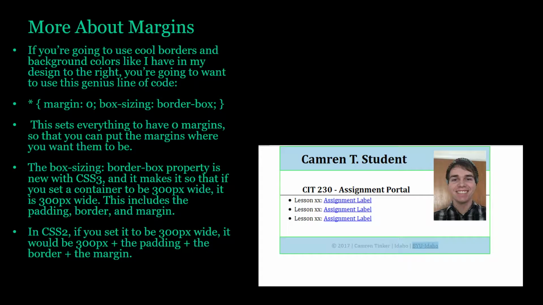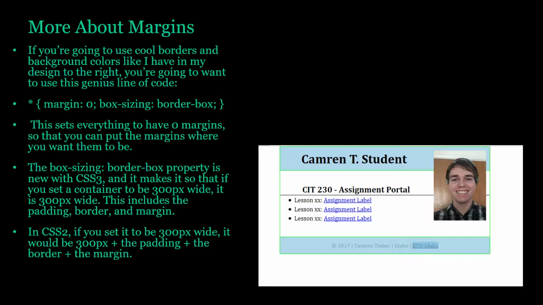And here's a little bit more about margins. If you're going to use cool borders and background colors like I have in my design to the right here, there's a line of code that you can use for CSS3. That asterisk there means that this is applying to every element. And then you set the margin to 0 so it doesn't mess with other things within your design. And then the box sizing property, you can use the border-box assignment for that. It's new with CSS3. It wasn't there for CSS2.